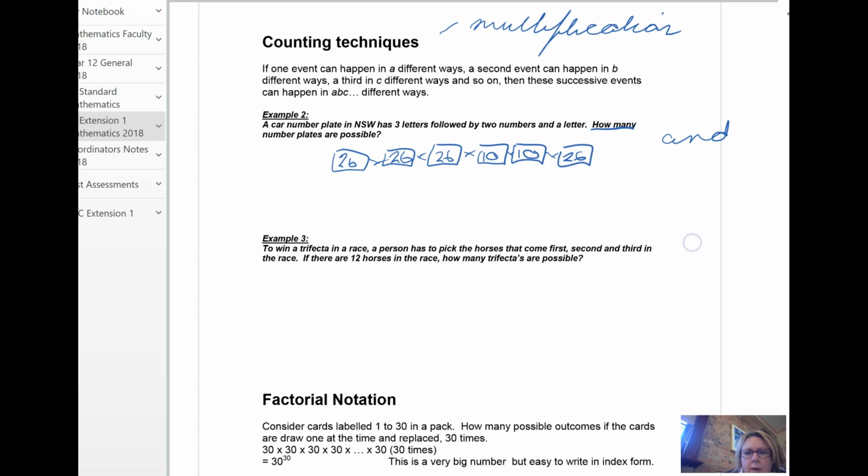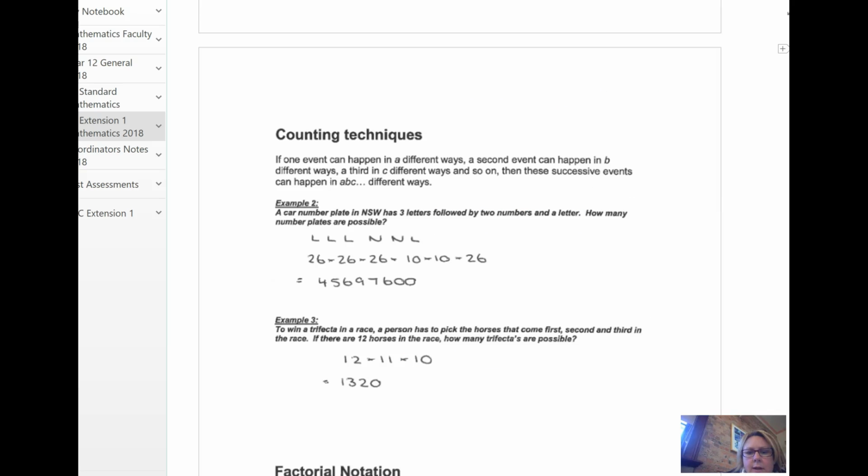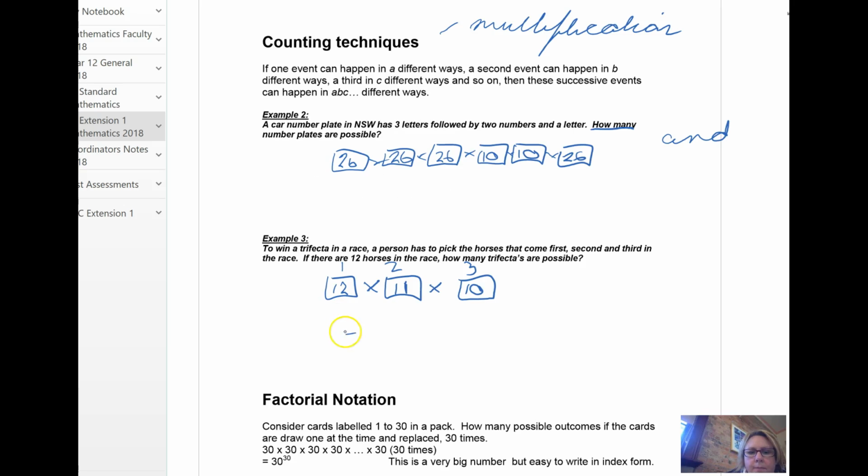To win a trifecta in a race, a person has to pick the horses that come first, second and third in the race. How many trifectas are possible? First, second, third. So 12 horses can come first and 11 can come second, because the first horse, you've got to remember, is past the line, it's sitting and resting, and there's 11 fighting for second, and 10. If I times those numbers together, I get 1320.